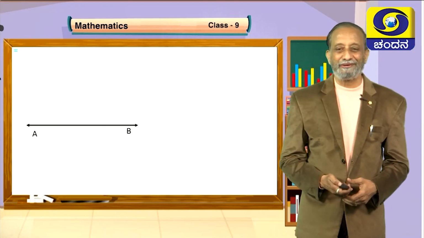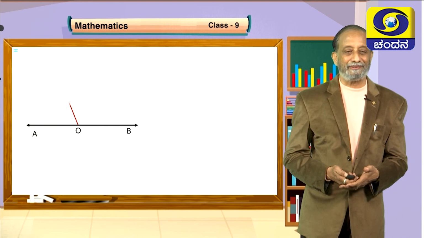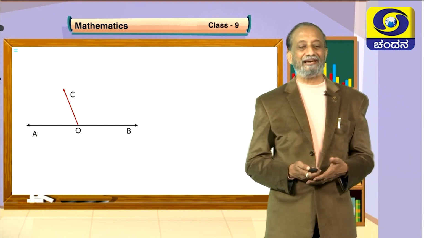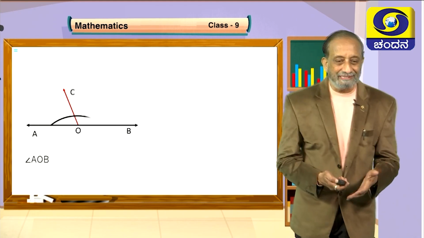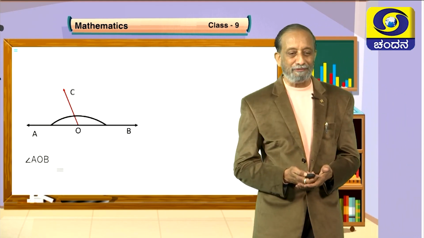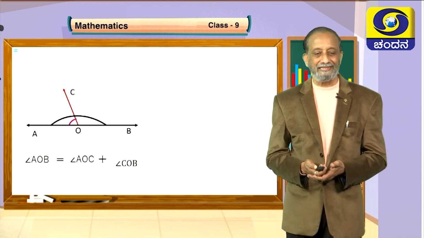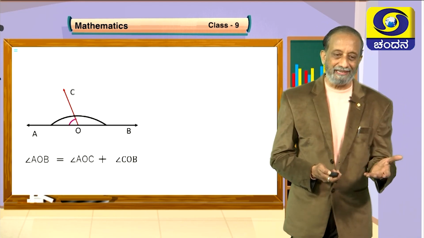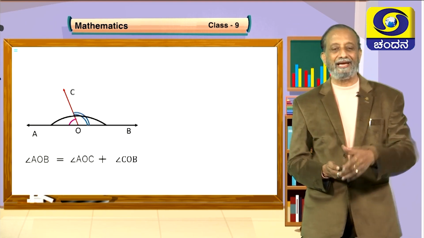Let us go to rule number 4, children. With the help of this example, let us try to understand this. Here is a ray OC standing upon AB. So, can we say that the measurement of angle AOB is equal to angle AOC plus angle COB, children? Definitely, if you add these two angles, the sum of these two is equal to the total angle AOB.